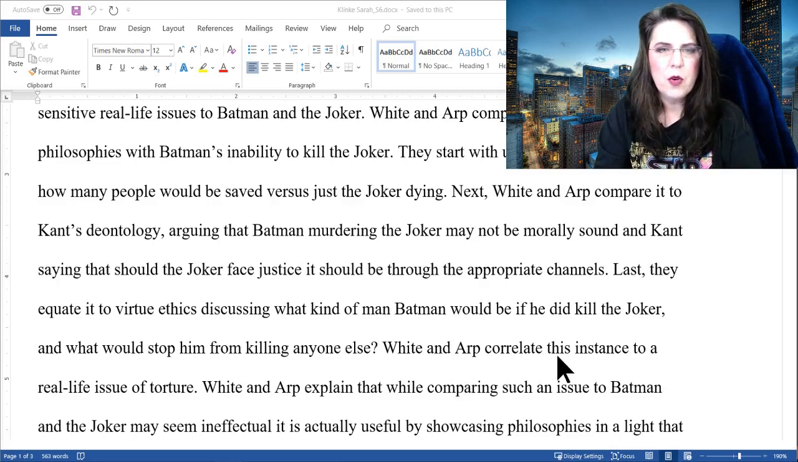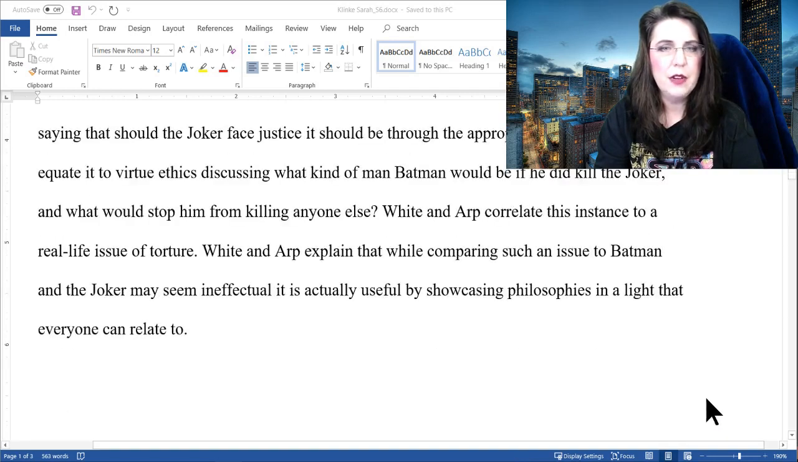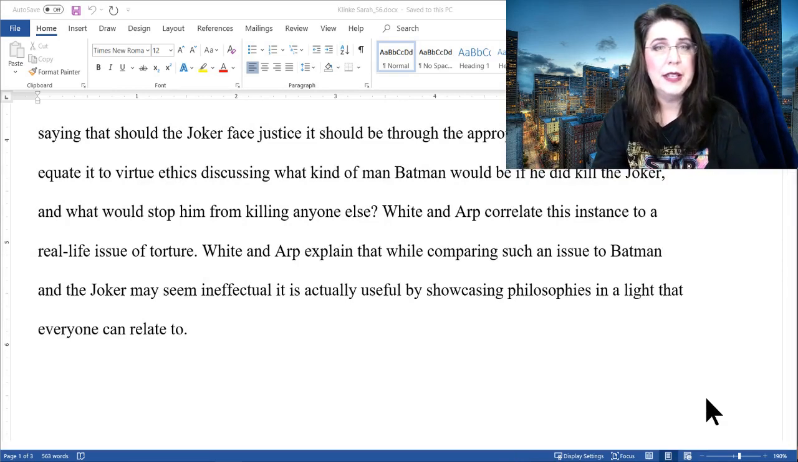White and Arp correlate this instance to a real-life issue of torture. White and Arp explained that while comparing such an issue to Batman and Joker may seem ineffectual, it is actually useful by showcasing philosophies that everyone can relate to. So Sarah did a really well done summary. Let's think about what she has done.